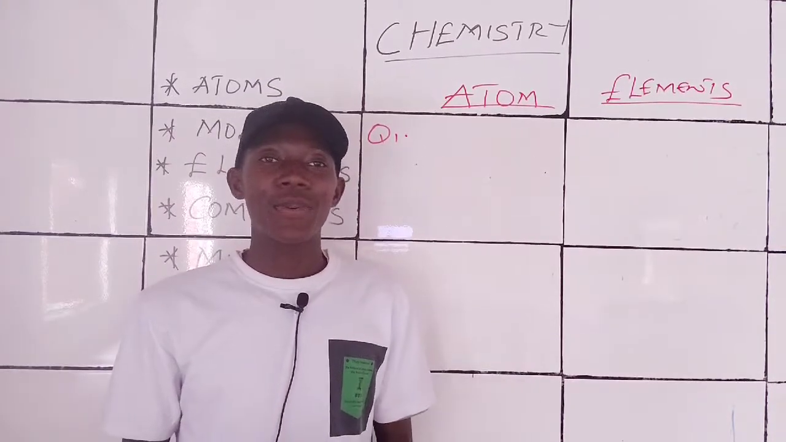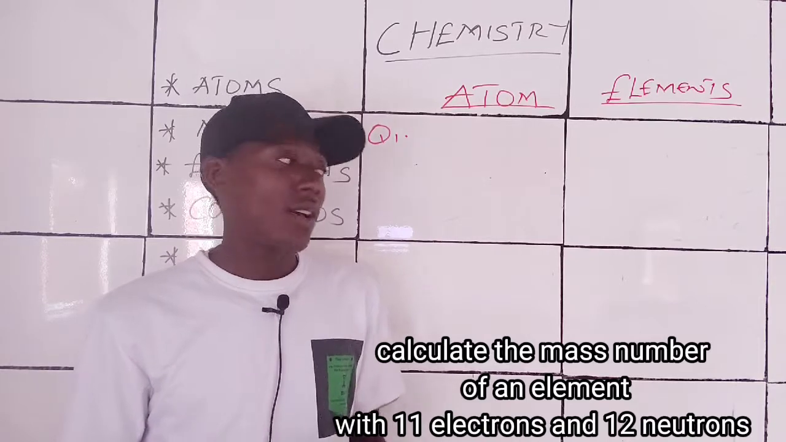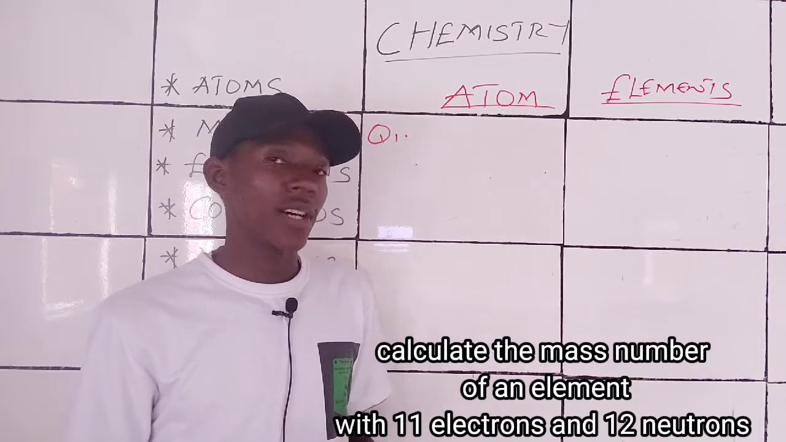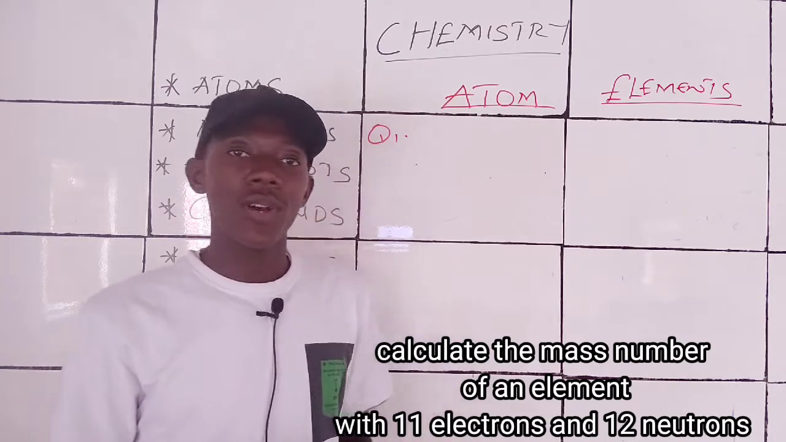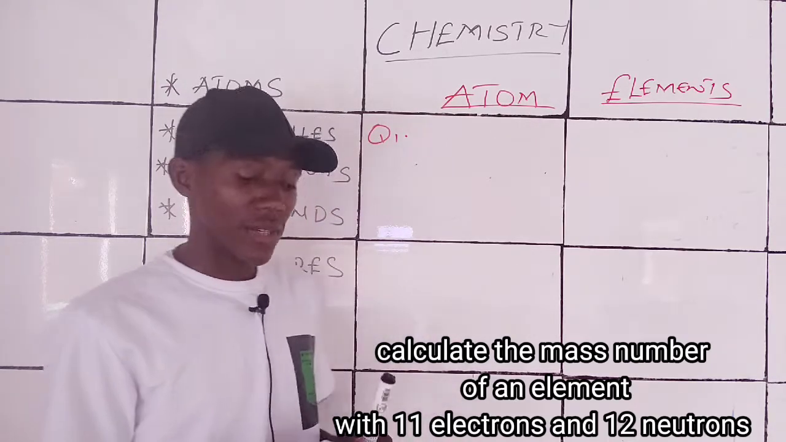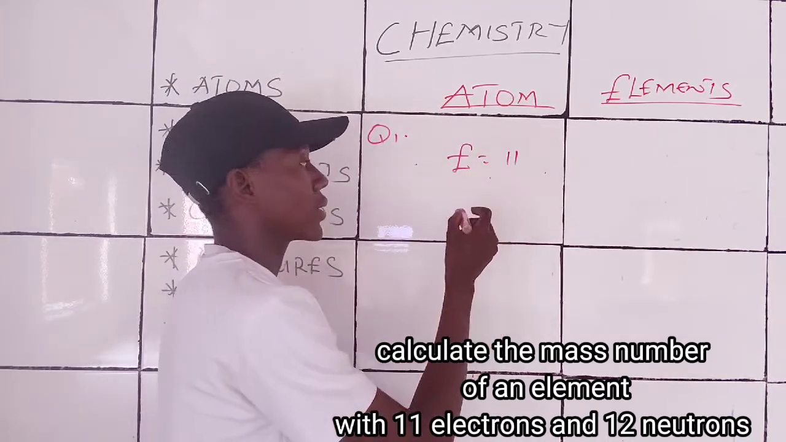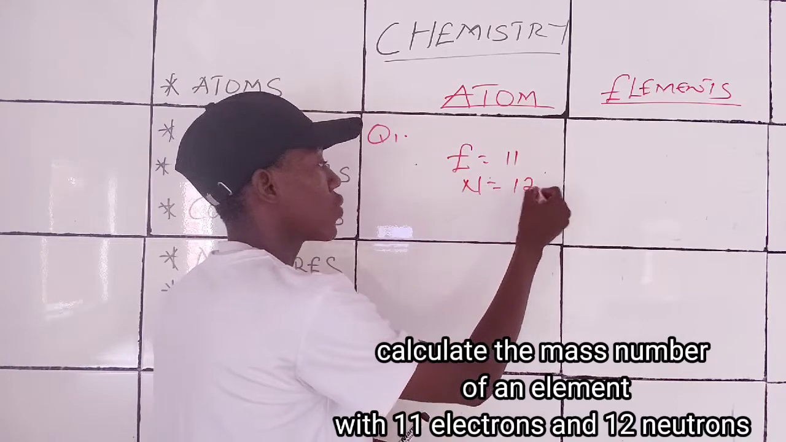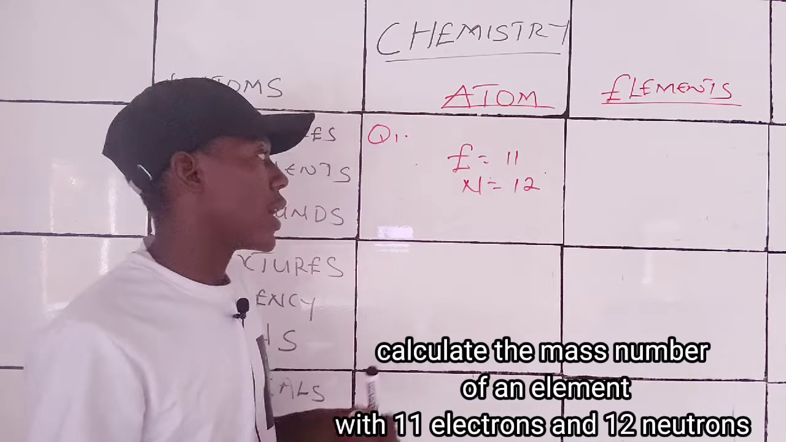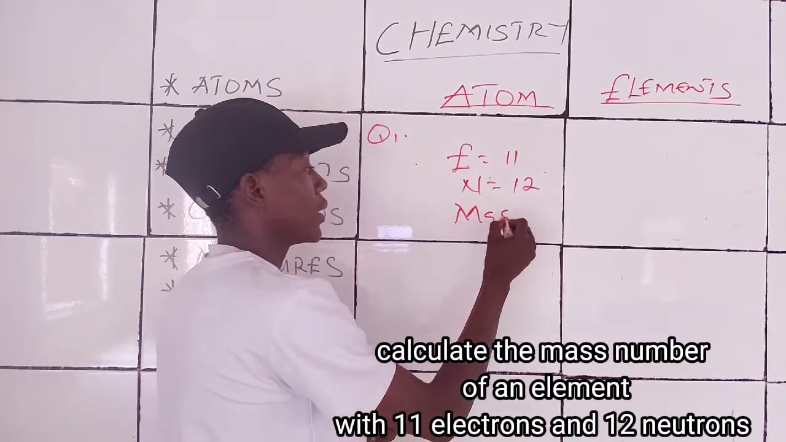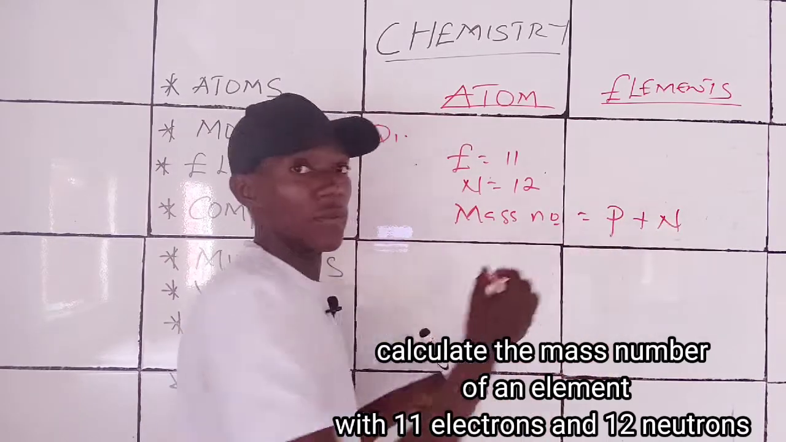Okay, sometimes you can be asked a question like this: calculate the mass number of an element which has 11 electrons and 12 neutrons. Now if you look at the question very well, the data that was given to us is that we have electrons. They say it has 11 electrons and then it has 12 neutrons. These are the data given to us from the question, and we know that the mass number is equal to the number of protons plus the number of neutrons.